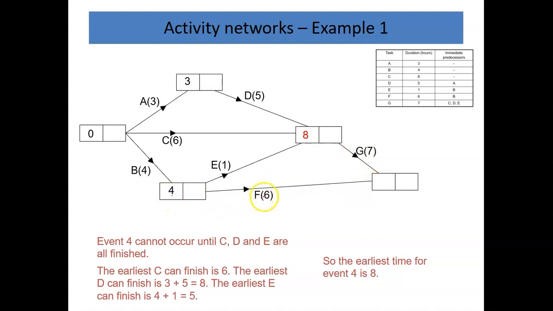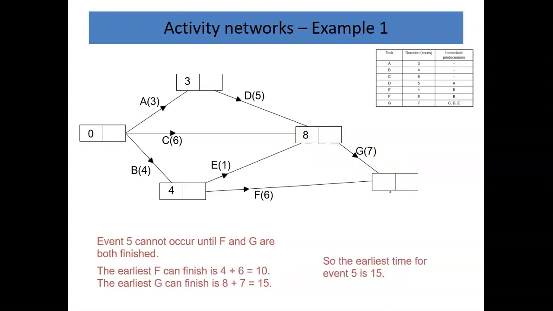So I do the 4 plus the 6 is 10, or I do the 8 plus the 7 is 15. Now you can see which it's going to be. It's going to be the 15, and therefore the earliest time I filled in all the early event times, and I've got up to 15.